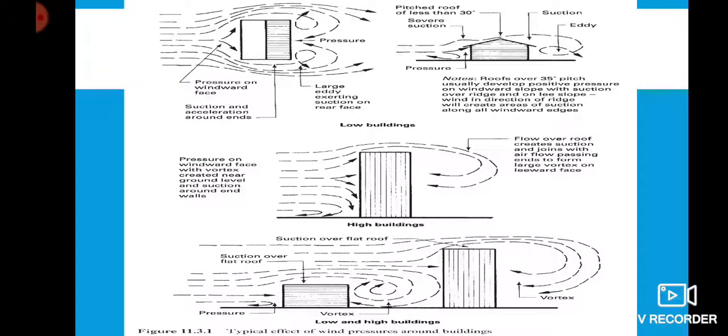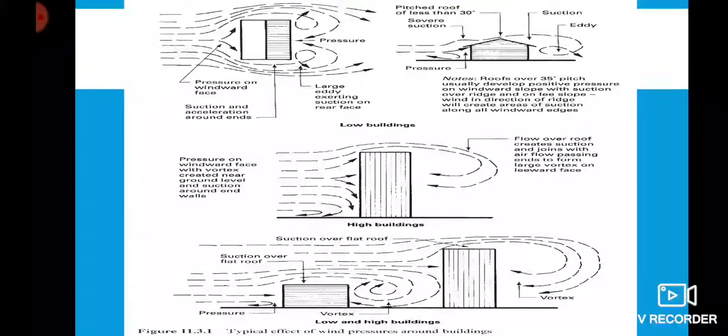In this picture, it is showing a plan view of a building and the different elevations of the building. It is showing how pressure on the windward face, suction and acceleration around the ends, and a large eddy exert suction on the near face. On this elevation, it is showing how the roof is a pitched roof of less than 30 degrees. Roofs over 35 degrees pitch usually develop positive pressure on the windward slope with suction over the ridge, and on less slope, wind in the direction of the ridge will create areas of suction along all windward edges.